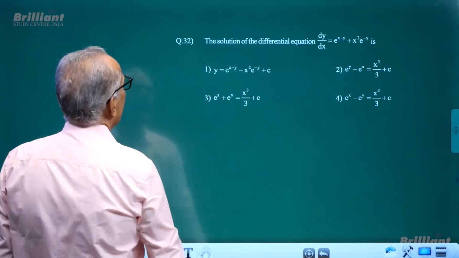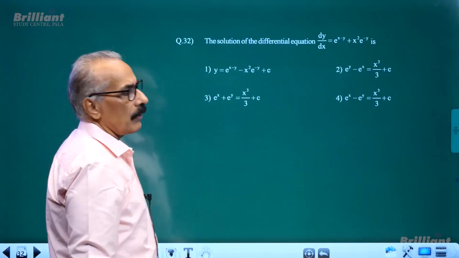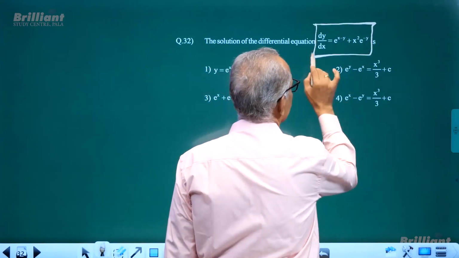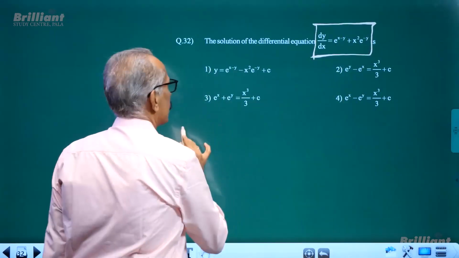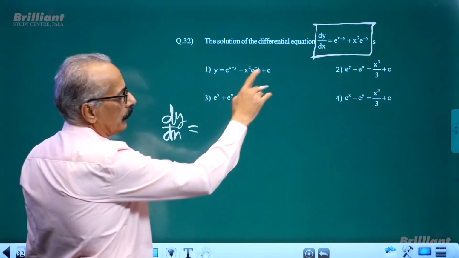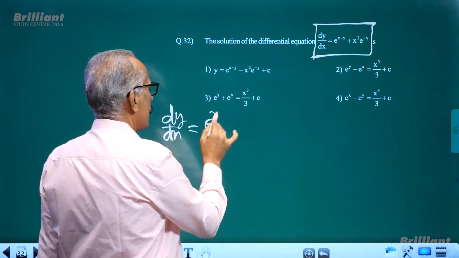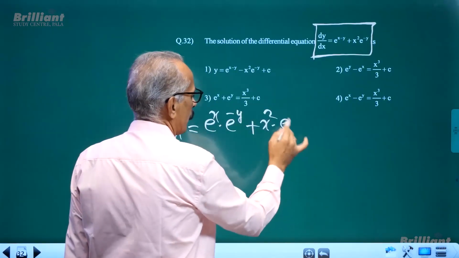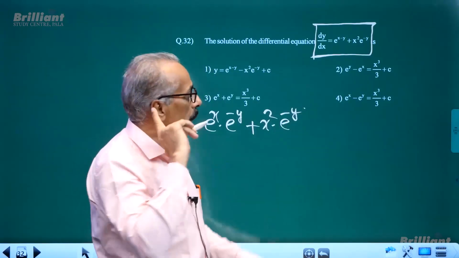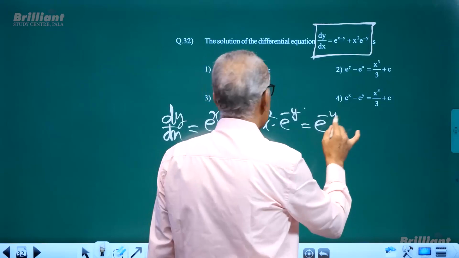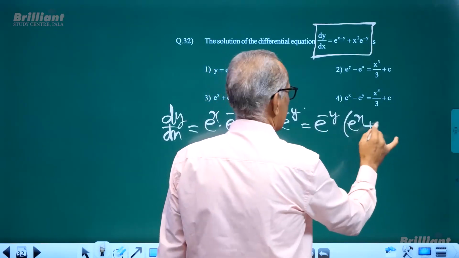On to the next. Now 32. Solution of the differential equation. This is the differential equation we have. So I write the differential equation dy by dx equal to e raised to x minus y. I write e raised to x into e raised to minus y plus x square into e raised to minus y. You know why I wrote so? Because I saw this e raised to minus y there. So this is equal to e raised to minus y into (e raised to x plus x square).